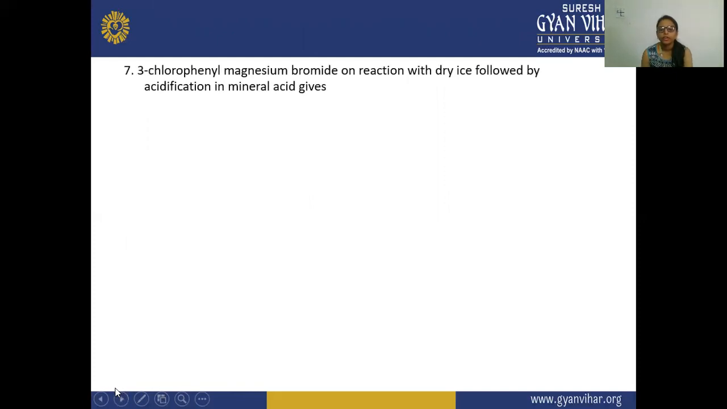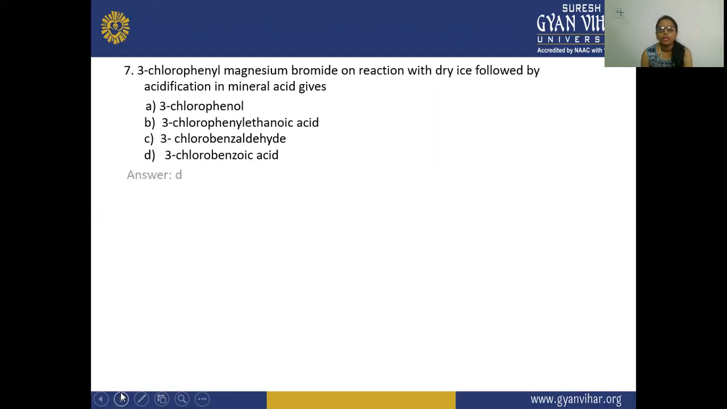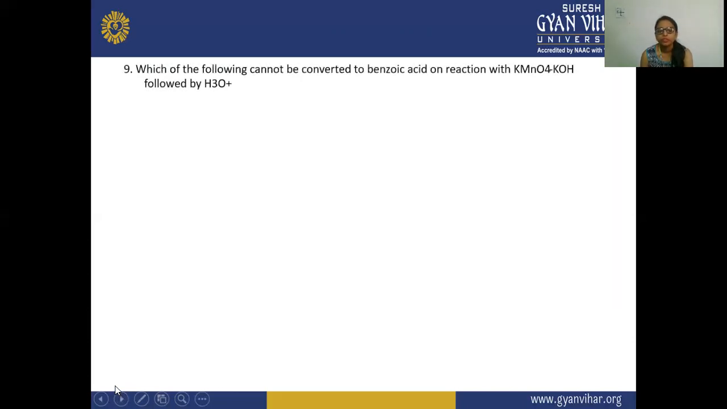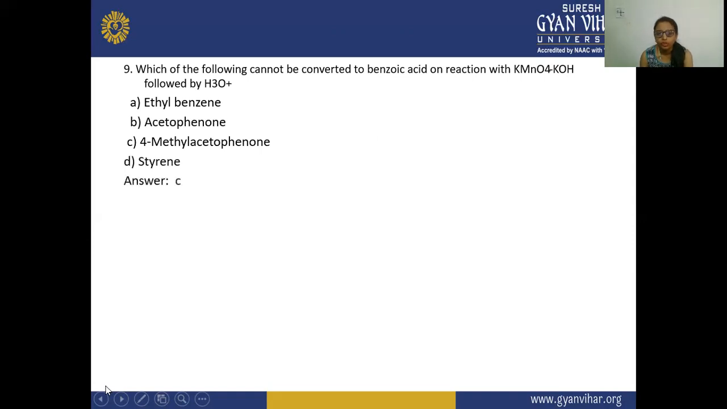Trichlorophenyl magnesium bromide on reaction with dry ice followed by acidification with mineral acid gives trichlorobenzoic acid. Next, how can methyl magnesium bromide be converted to propanoic acid? It is by CO2 in the presence of dry ether and hydronium ion. Which of the following cannot be converted to benzoic acid on reaction with KMnO4 KOH followed by hydronium ion? So here 4-methyl acetophenone cannot be converted to benzoic acid.